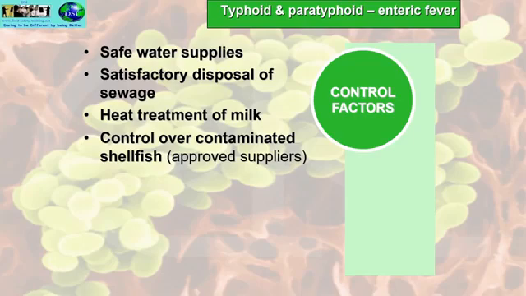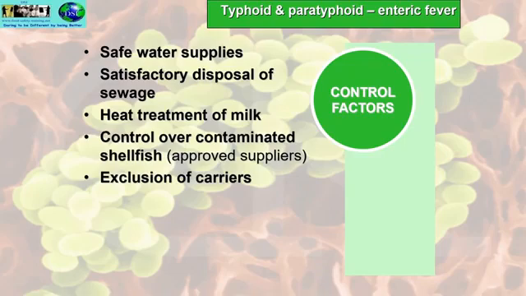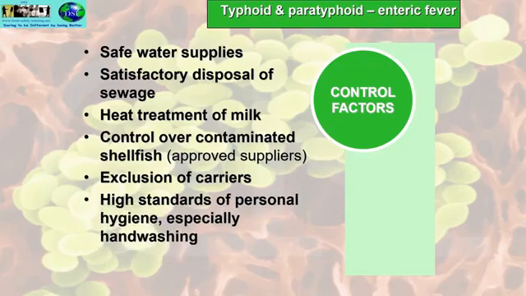So again, as I mentioned earlier, using approved suppliers, reputable suppliers, and knowing the provenance of your shellfish, where they come from. They've got to come from clean waters, not waters that are contaminated with sewage from either industry or from the public. And exclusion of carriers in the workplace. High standards of personal hygiene, especially rigorous hand washing regimes. And use of effective hazard analysis critical control points, which I've already mentioned and will cover in more detail later on.